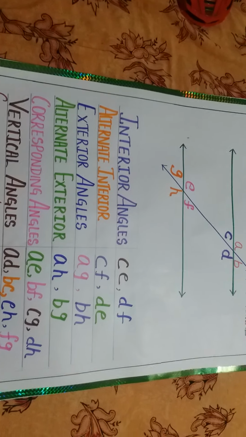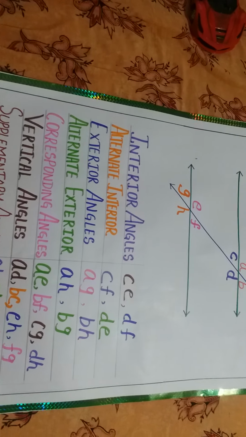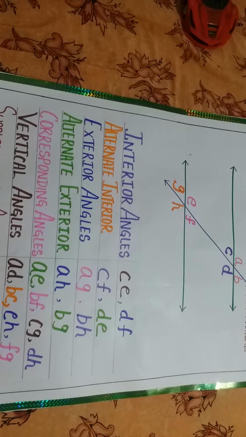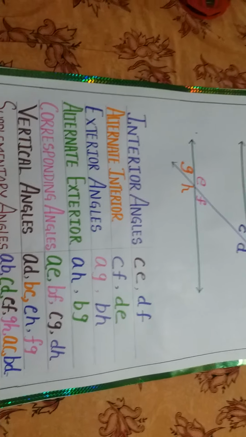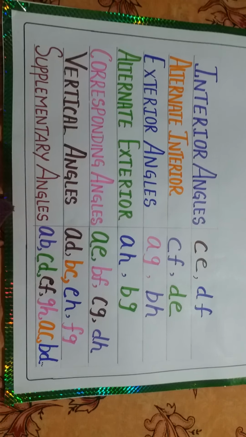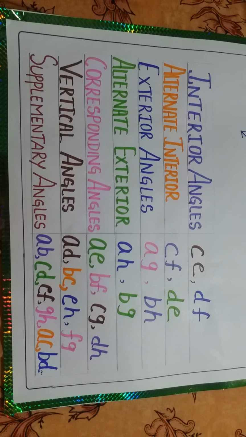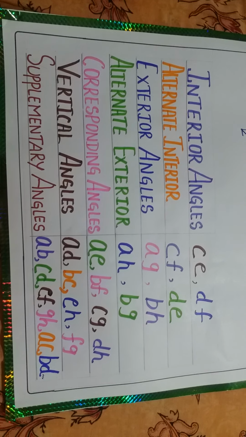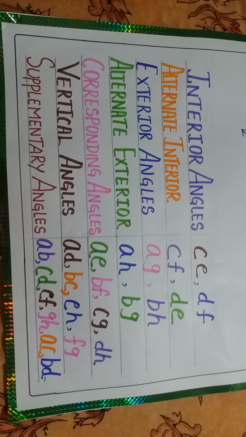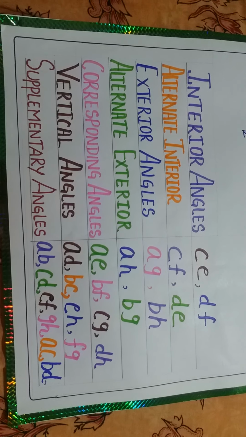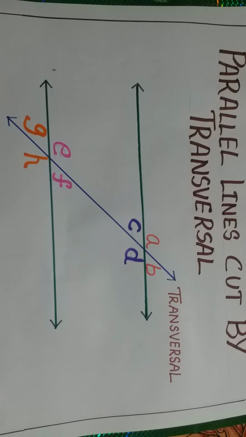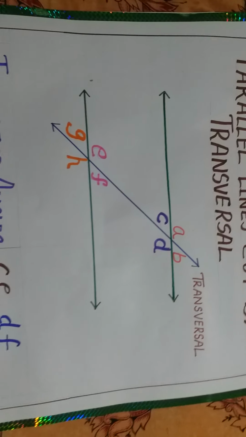We will see the transversal line slantingly also. Supplementary angles are formed there too. So totally, what are the angles formed by the transversal line? Interior angles, alternate interior angles, exterior angles, alternate exterior angles, corresponding angles, vertical angles and supplementary angles. This is parallel lines cut by the transversal line. Hope you understand. Thank you.